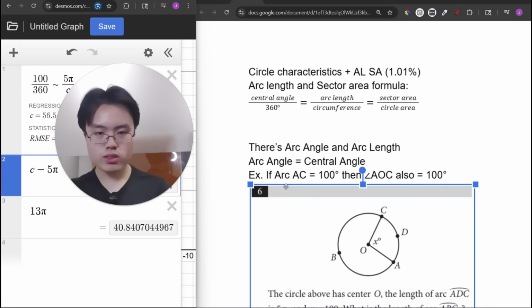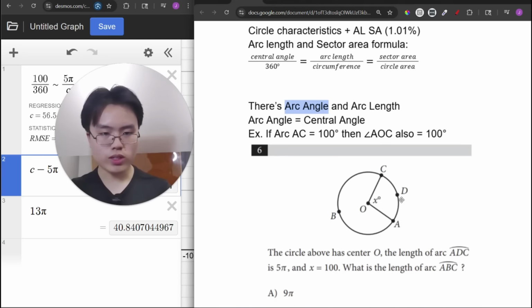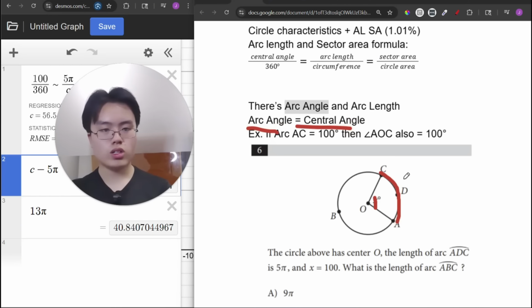If you see something to do with arc angle, there's a difference. There's arc length, so the actual measure of the length of this arc. Also the arc angle, which is different from the central angle. Central angle is the angle at the center of the circle. But if it mentions the arc angle, it's really easy. Arc angle is just equal to the central angle. So if it told you the angle of this arc is 100 degrees or something, then automatically you know this is 100 degrees as well.